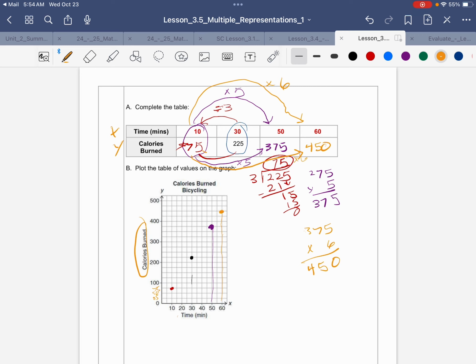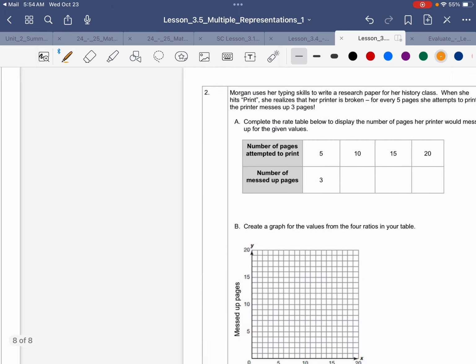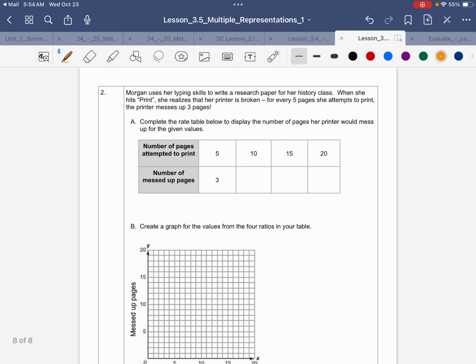All right, last one. It says Morgan uses her typing skills to work on her research paper for history. When she hits print, she realizes that her printer is broken. For every 5 pages she attempts to print, the printer messes up 3 pages. So that was our given ratio, right? 5 to 3 pages. So now you just fill in the table like we did and finish the ratio.